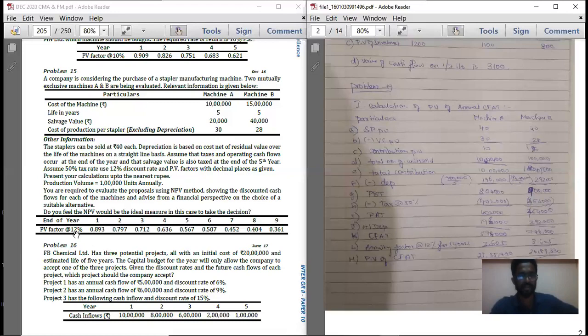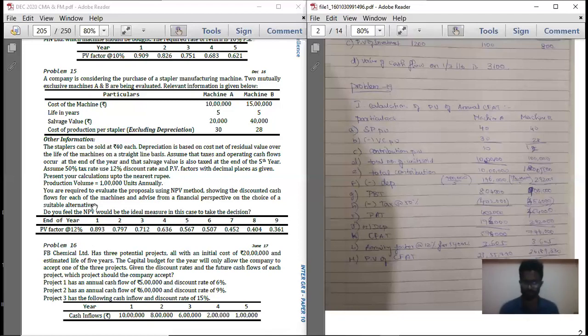See, they have given the decimal places, that is 0.893. They themselves have mentioned the present value factors at the rate of 12%. So you should use these present value factors only. Below that, present your calculation up to the nearest rupee. Production volume is 1 lakh. So total production volume is 1 lakh per year. You are required to evaluate the proposals using NPV method, because both the machines are having same life. You can evaluate using NPV method, showing the discounted cash flows for each machine, and advise from the financial perspective on the choice of the suitable alternative.